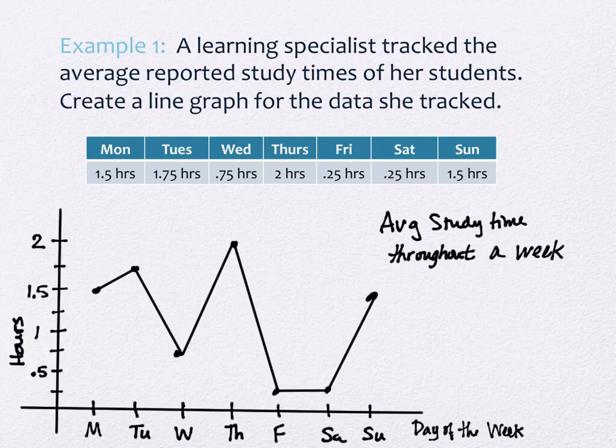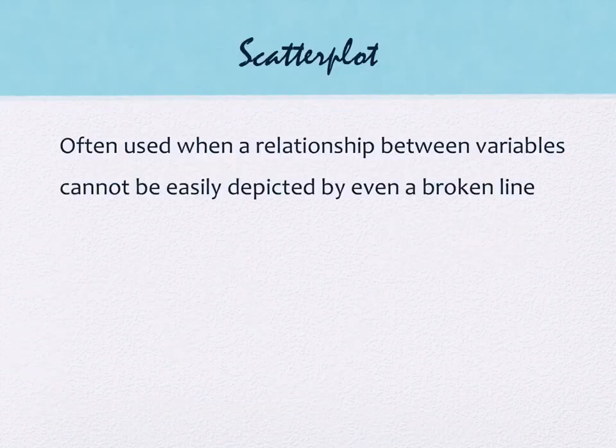Okay, the second one we're going to do today is called a scatter plot. Scatter plots are often used when relationships between variables cannot be easily depicted, even by a broken line. Now, the scatter plot that I'm going to work with you on is far more involved, like way more involved than anything you're going to see in your notes or in your homework.